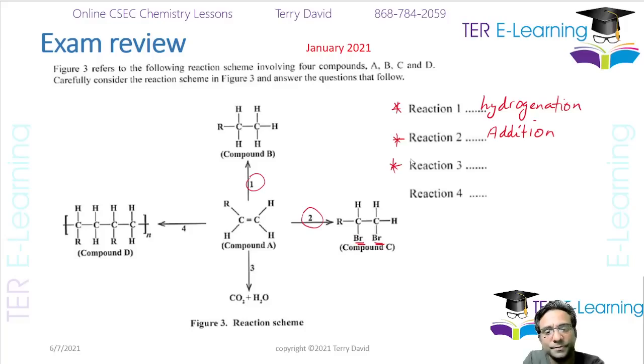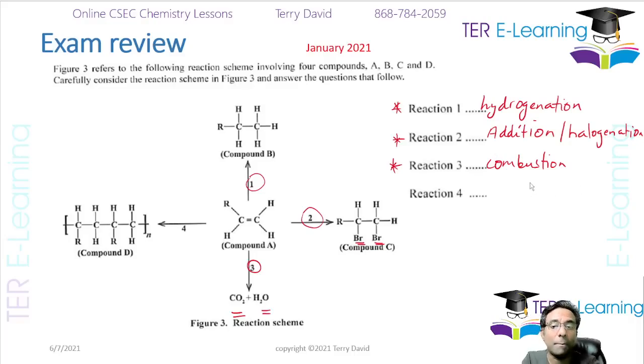The third reaction, that is this one here. You are taking your alkene and you are producing carbon dioxide and water, right? That particular reaction is known as a combustion reaction. Now, some of you said addition, and I saw you put something else. You could say halogenation as well, that's true. You could put halogenation for that as well, but the third reaction is what we call combustion.